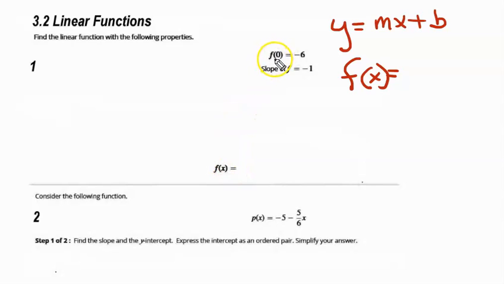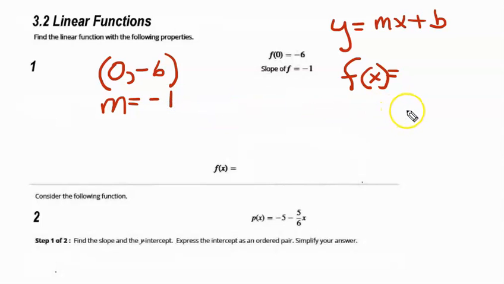Now, we know that when x is 0, which is what they're saying here, our y coordinate is -6. So this is the y-intercept. And we're saying that the slope of this is -1. So with this information, it should be relatively easy to put it in this form.